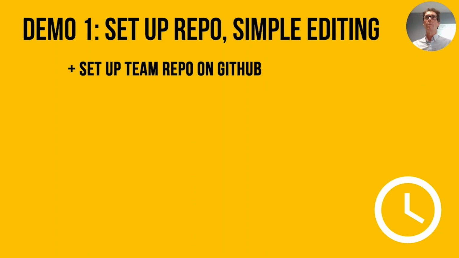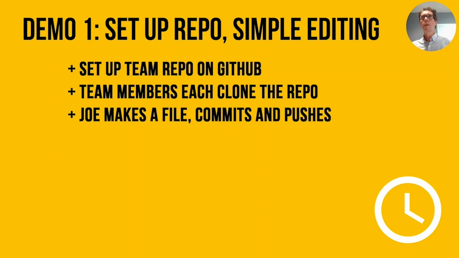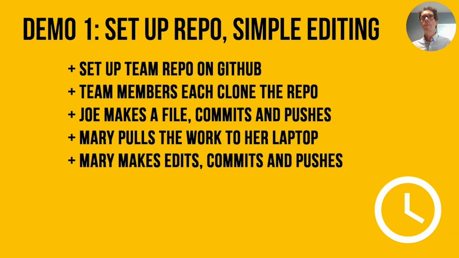In this first demo, we'll see Joe and Mary set up their remote repo on GitHub, and both of the team members are going to then clone that repo to each of their local laptops. Then they'll get to work. Joe's going to make a file. He's going to commit that change and push that back to GitHub. Mary will then pull that committed work back to her laptop. And then Mary's going to do some work now that Joe's finished.